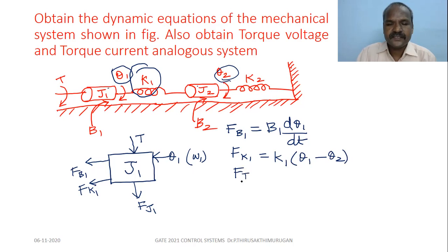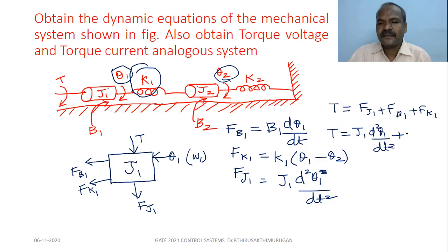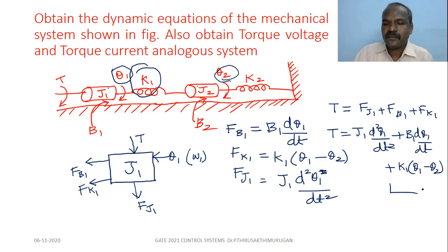So next, Fj1, the self mass, Fj1. So moment of inertia times d square theta 1 divided by dt square. So according to the force balance relation, torque equal to Fj1 plus Fb1 plus Fk1. So torque T equal to J1 d square theta 1 divided by dt square plus B1 d theta 1 by dt plus K1 times theta 1 minus theta 2. Let us have equation number 1.